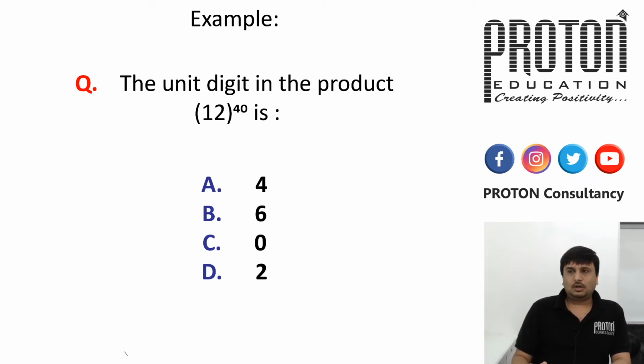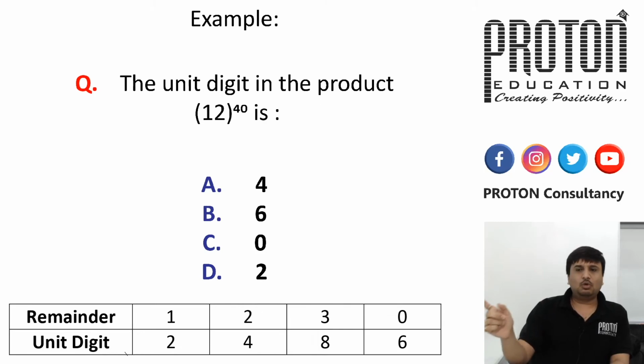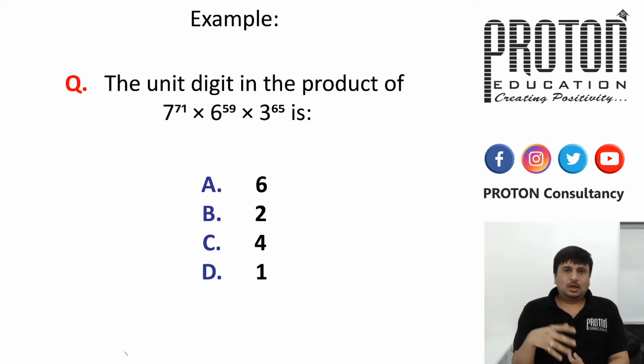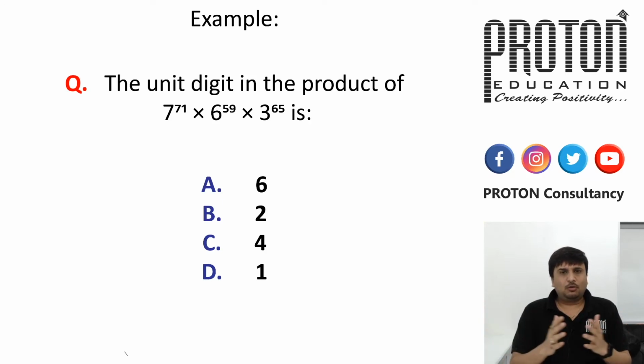Now let's understand. 40 is your power. Cyclicity for 2 is 4 digits. So 40 divided by 4, the remainder is 0. So what we understood, when the remainder was 0, the answer would have been 6. So our unit digit for this number would be 6. Now let's look at a complicated sum. These are the realistic sums that are asked in the entrances, and it is a little larger than what we had studied earlier. Let's look at the example.